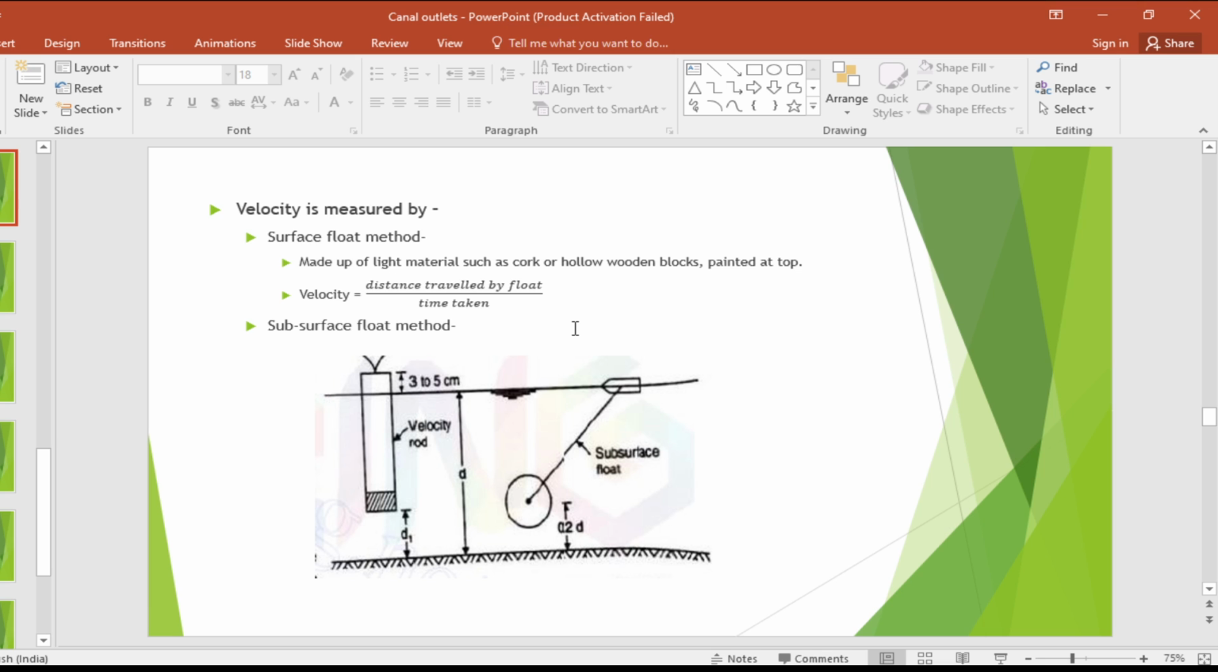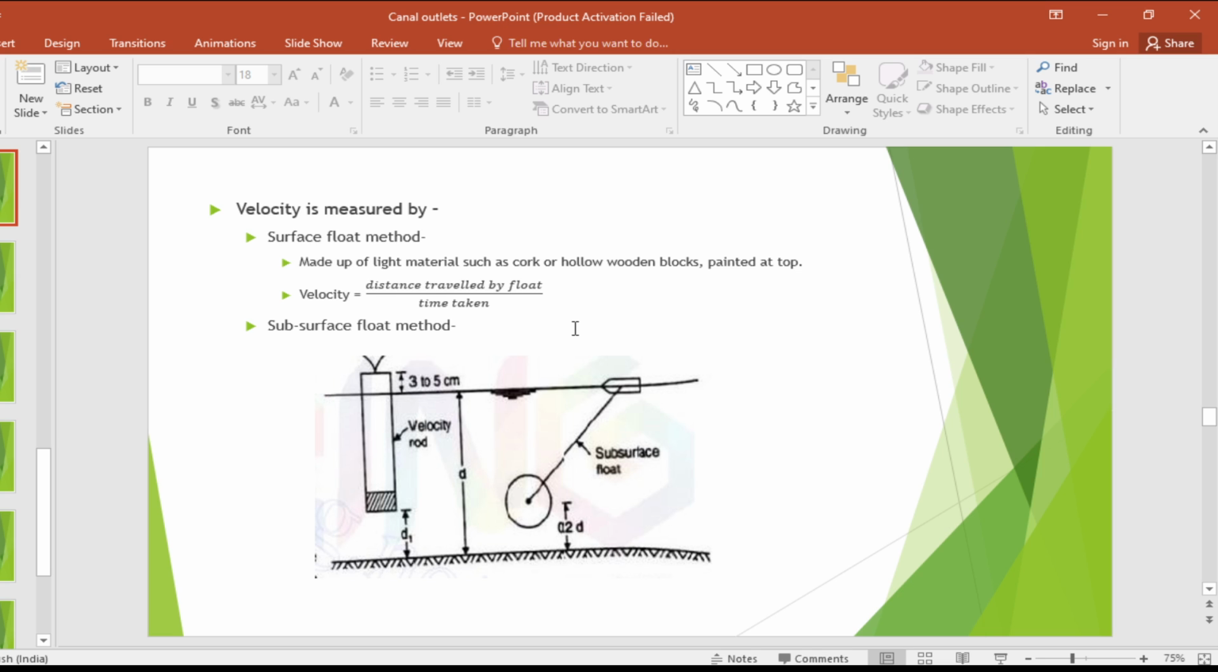Here you can see that we are going to float on the surface only. Your float is going to float on the surface, so wind will affect those floats. So we have to keep one point in mind: this method of observing velocity should be carried out where the wind is not so strong. That means there is no strong breeze, and we can use this method in that particular area, because wind will affect your calculations or measurements.